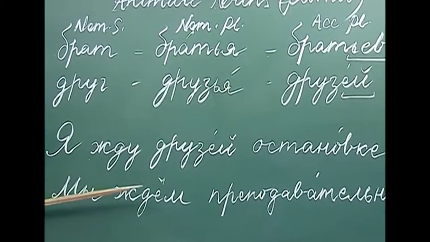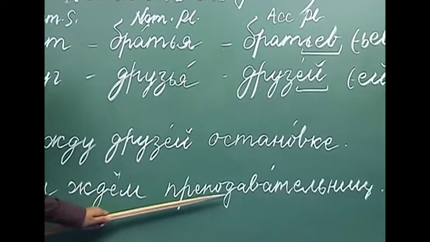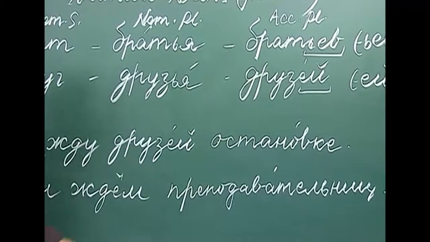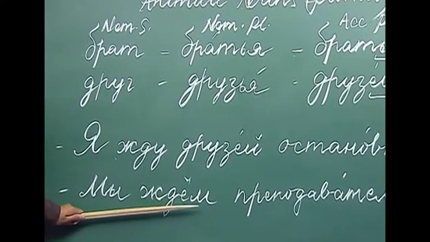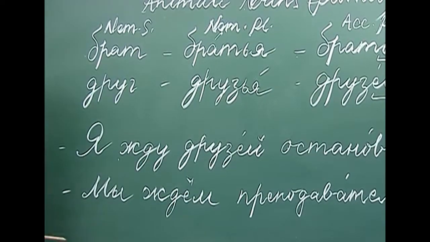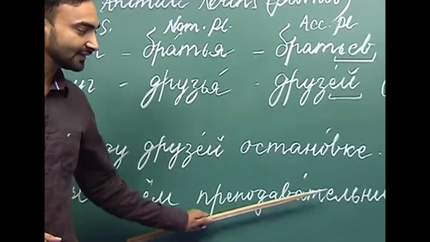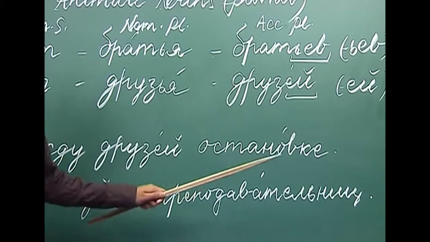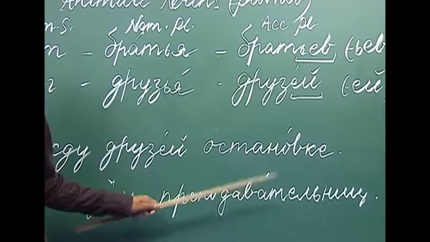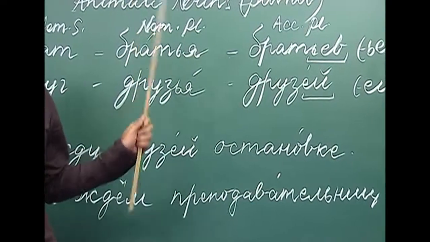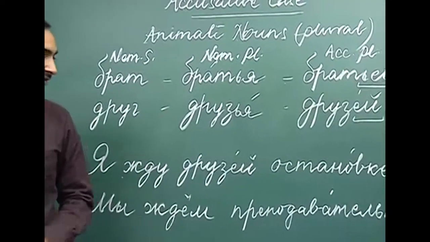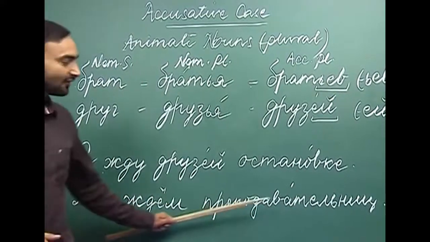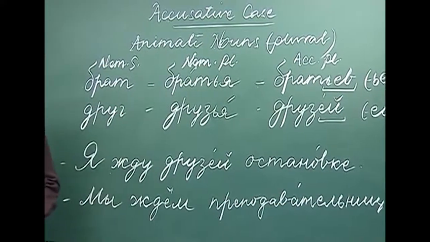The next sentence: Mы zhdem prepodavatel'nits, Mы zhdem prepodavatel'nits. Here again we are using the same verb, "jdat", to wait for, and "prepodavatel'nitsa" is a female teacher. So, what is the plural form of "prepodavatel'nitsa" in the accusative case? We drop the ending, which is "a". So, what do we get? Prepodavatel'nits. Mы zhdem prepodavatel'nits. We are waiting for our teachers.